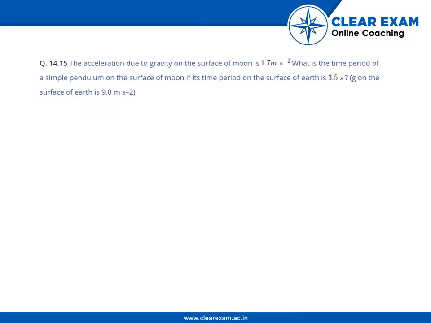Welcome back. So the question here is: the acceleration due to gravity on the surface of a moon is 1.7 meter per second square. What is the time period of a simple pendulum on the surface of the moon if its time period on the surface of Earth is 3.5 seconds? G on the surface of Earth is 9.8 meter per second square.